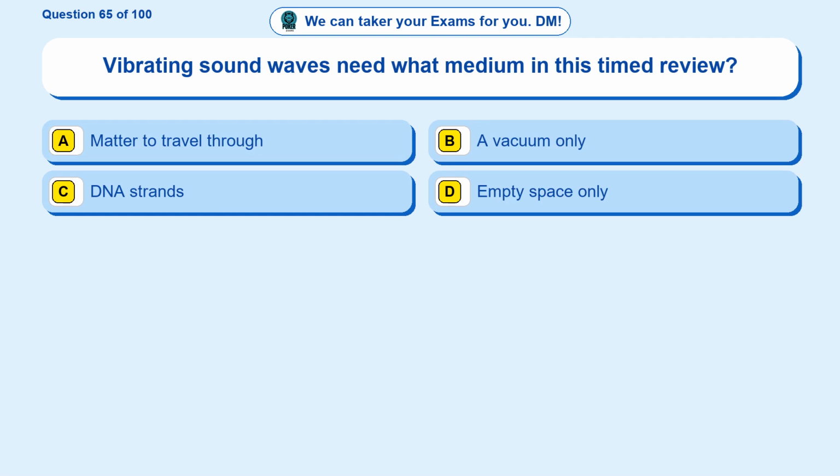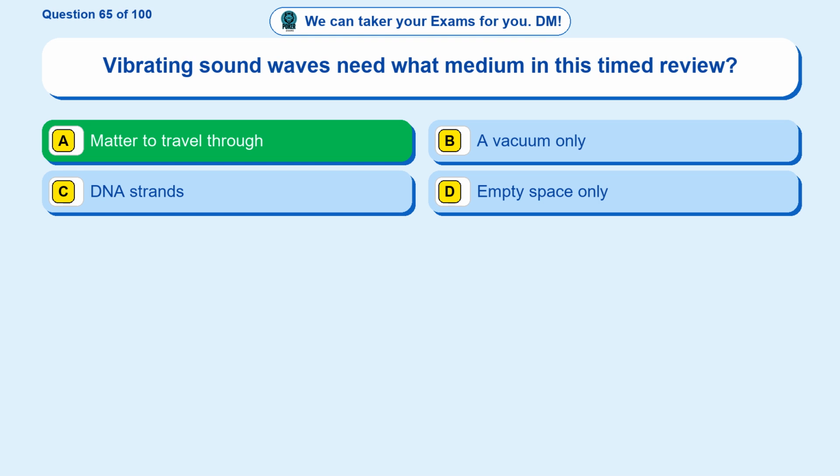Question 65. Vibrating sound waves need what medium in this timed review? Option A, matter to travel through. Option B, a vacuum only. Option C, DNA strands. Option D, empty space only. The correct answer is option A.